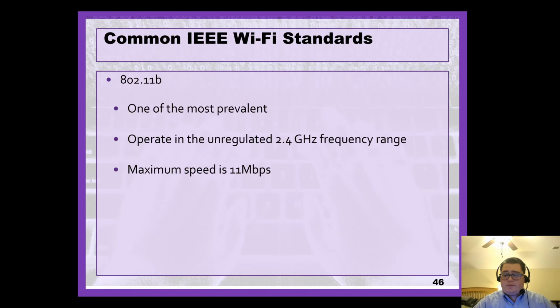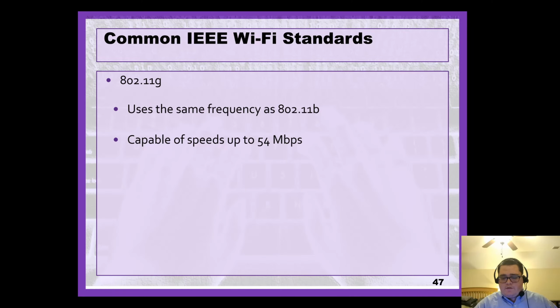802.11b is one of the most prevalent Wi-Fi standards, and it operates in the unregulated 2.4 gigahertz frequency range, and that explains why there's so many devices in 2.4. It's unregulated, meaning any device can join, or nearly any wireless device can join for any reason, doing whatever traffic they want to do. It's wide open, so a lot of devices operate on that. Maximum speed of this standard is 11 megabits per second.